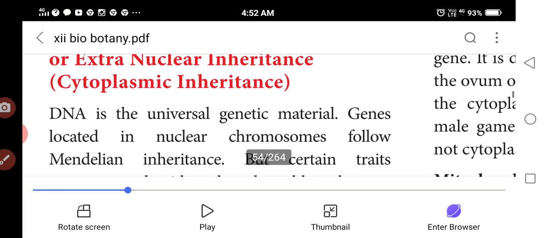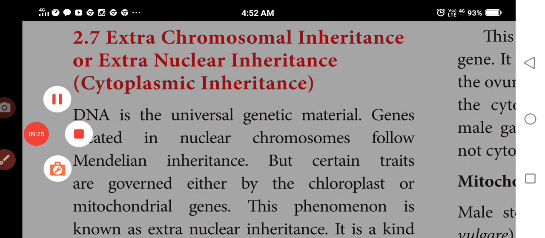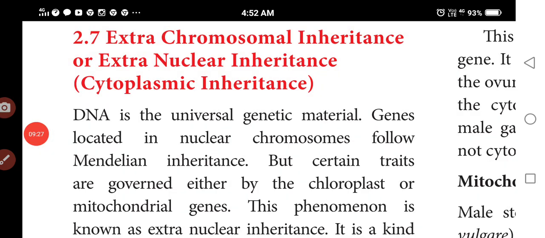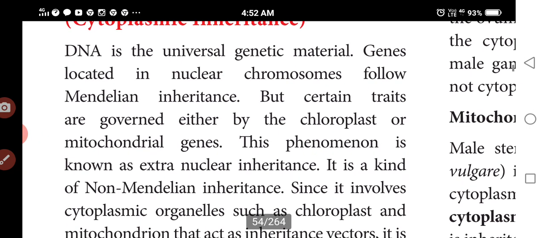Next, we discuss extra chromosomal inheritance, or extra nuclear inheritance, otherwise called cytoplasmic inheritance. Do you know that DNA is a universal concept? DNA is the universal genetic material, and it is located in the chromosomes.